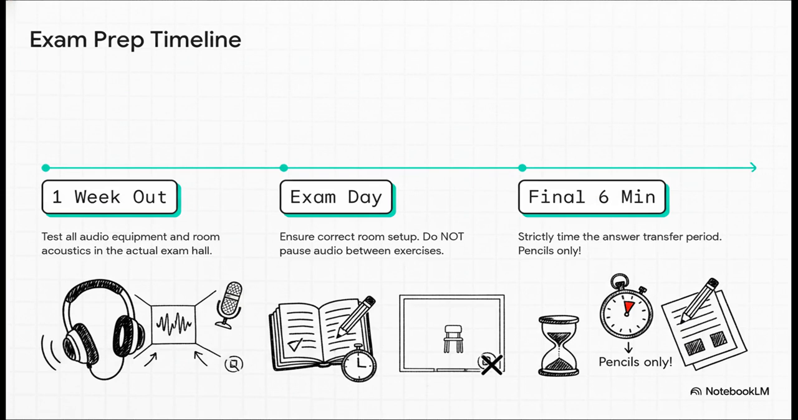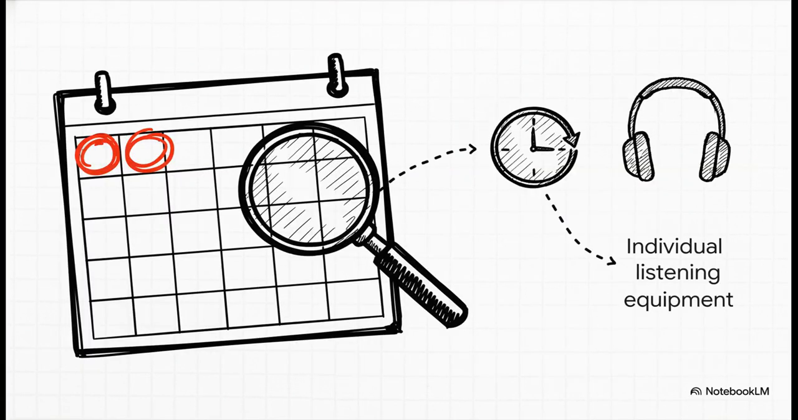And then there's that final critical 6-minute window where students transfer their answers. Every single step is vital. You can't skip any of them. And just a quick but super important reminder here. If you have students with approved access arrangements, things like needing separate listening equipment or some extra time, you've got to verify all that and prepare for it weeks in advance. The last thing you want is a surprise on exam day.